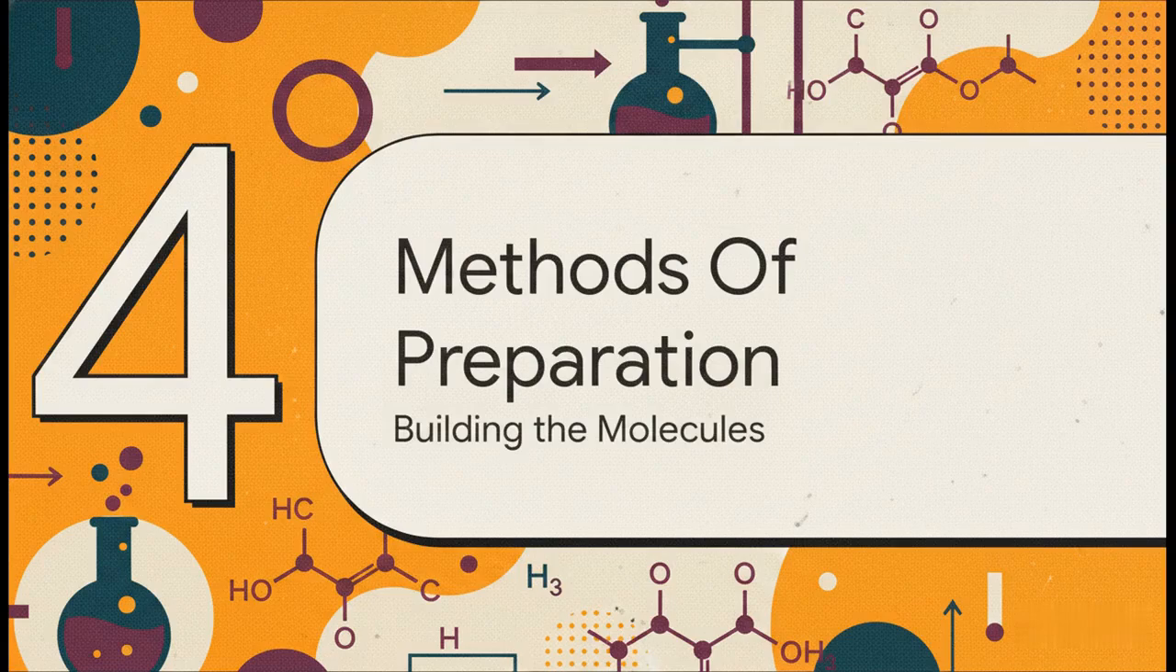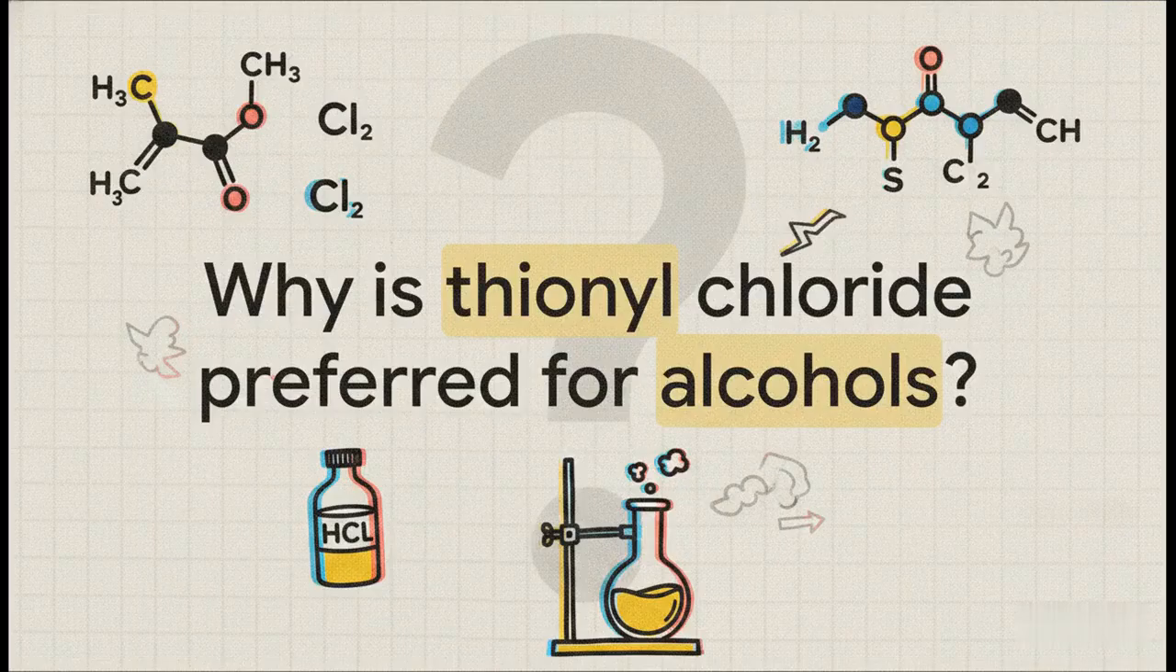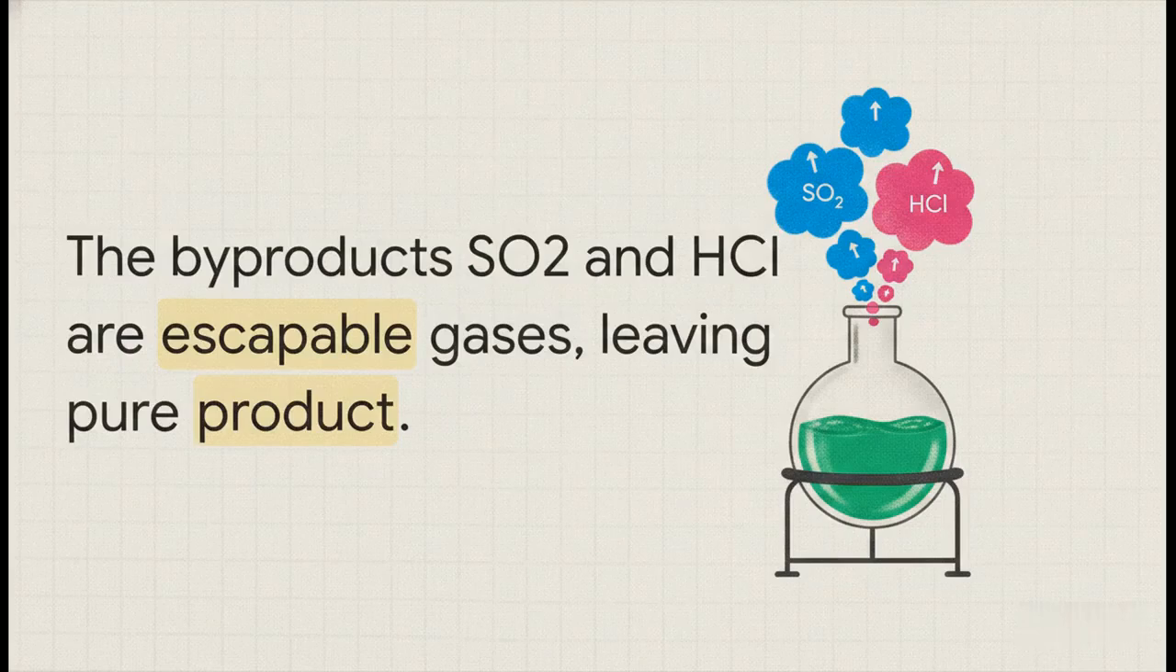Finally, let's get our hands dirty with part 4, methods of preparation. How do we actually build these things? So, a classic starting point for synthesizing alkyl halides is alcohols. They're accessible and easy to work with. You could use hydrogen acids or phosphorus halides to do the job, sure, but that begs a very practical question. Why do working chemists almost always reach for thionyl chloride instead? The answer is just a beautiful piece of chemical elegance.